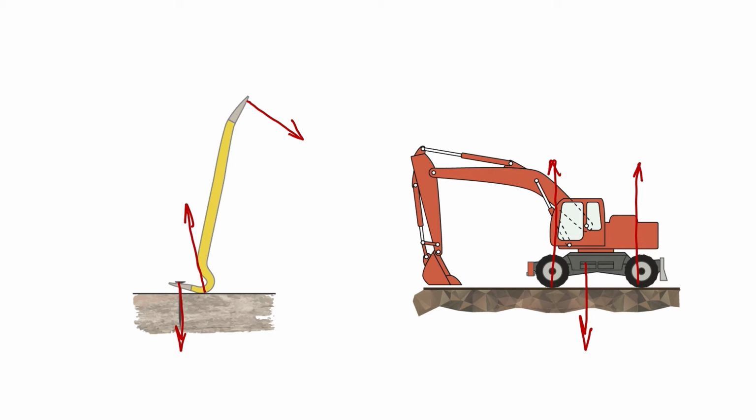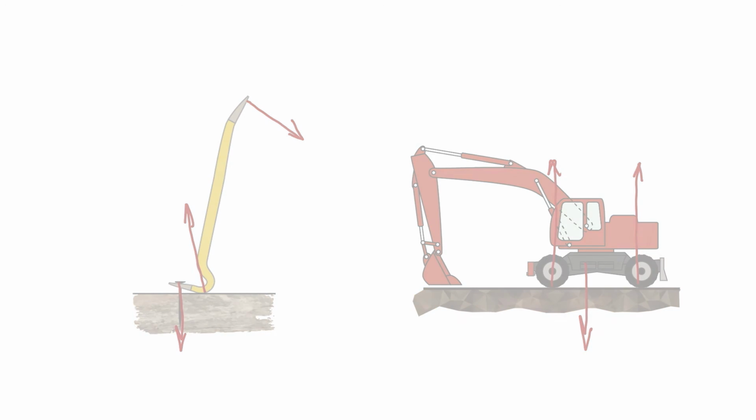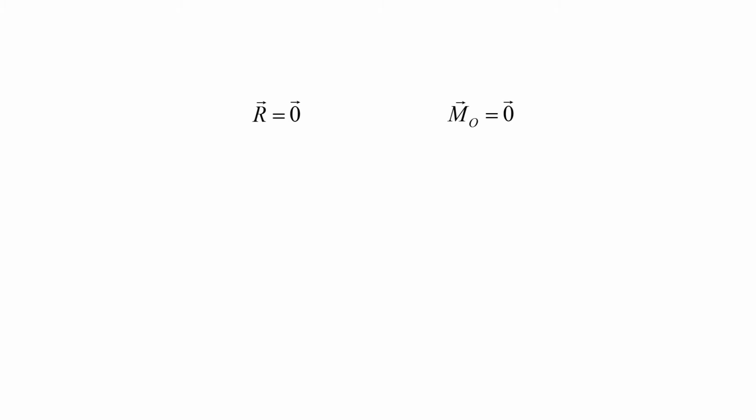From the basic theorem of statics, we know that the necessary and sufficient condition for the equilibrium of a rigid body under the action of an arbitrary force system is that the principal vector and the principal moment of the force system be zero.